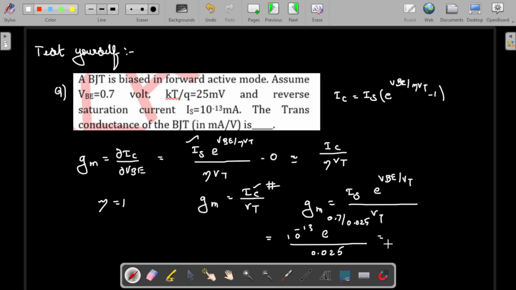If we use the calculator and try to answer it, the gm that we will get here is 5.76 milliampere divided by volt. In GATE a calculator is allowed, so please use it. I think in IES a calculator is not allowed, so there you have to remember some things, or in the question they will mention some shortcuts, so you don't need to worry. So this is how we can calculate gm.